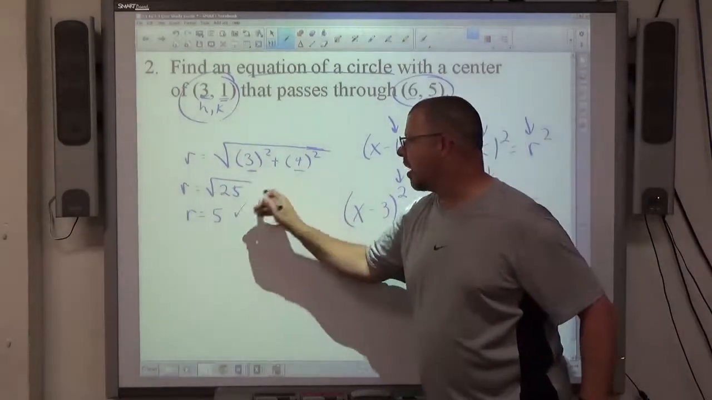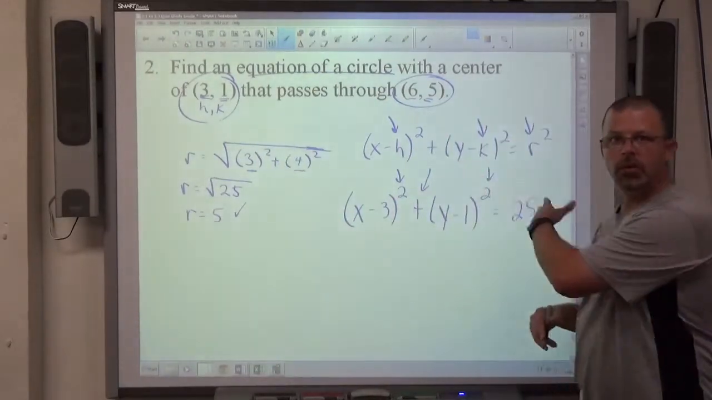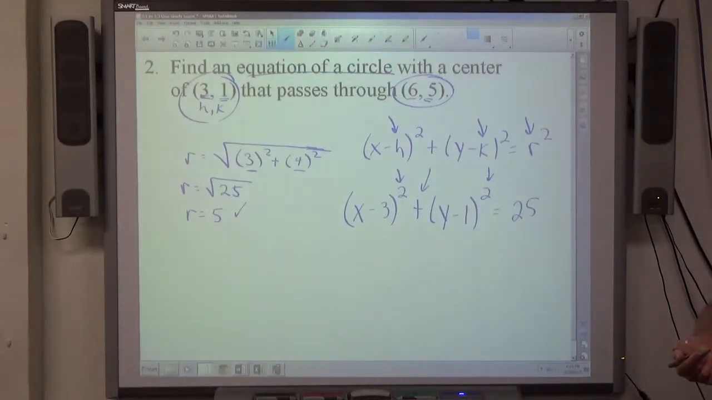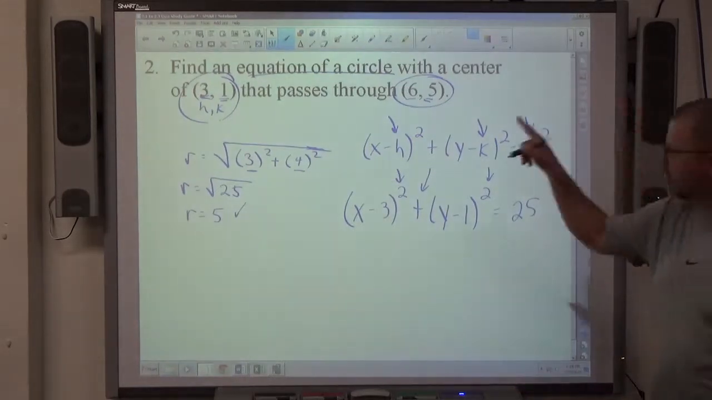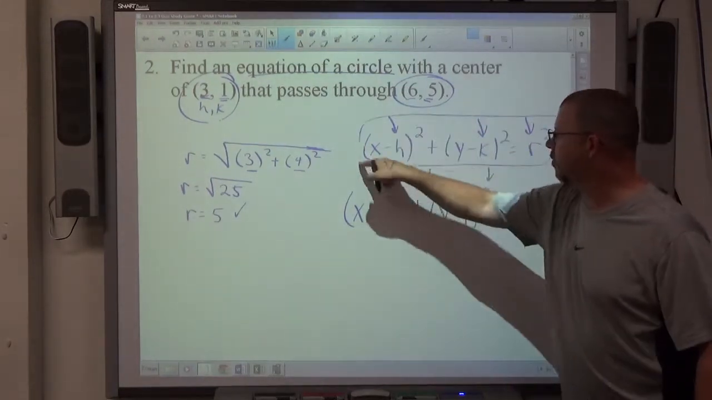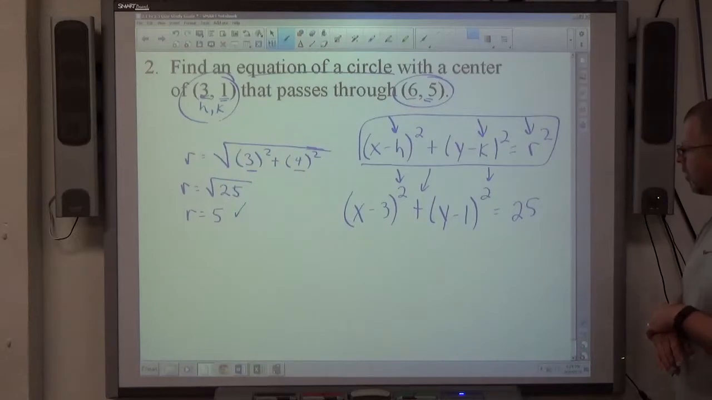This is the only real math you have to do in the problem. Evaluating the radius. So if you get the correct radius, that's going to be important to me. So make sure that you understand this. Make sure you know this structure. Hopefully you've had enough practice that you've got it pretty much memorized at this point.